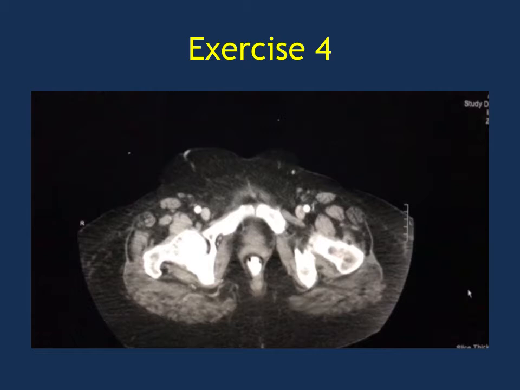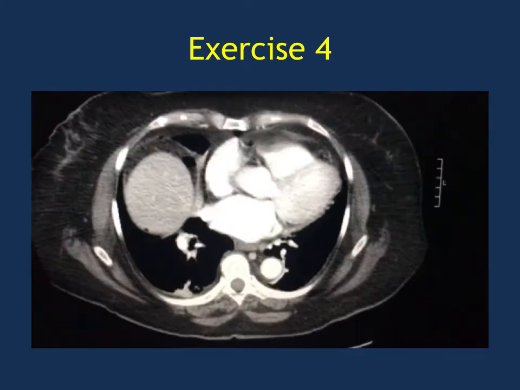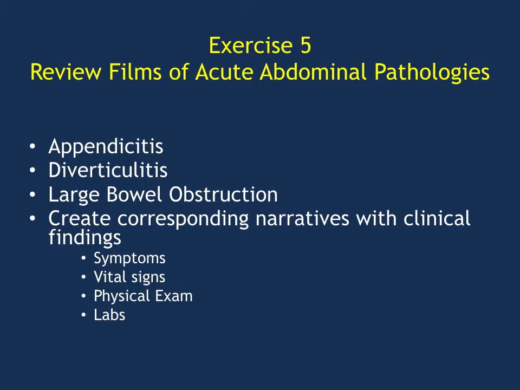elements that we discussed. And so finally, depending on how much time you have and how many other modules you're covering in the same session, it would be good to review films of other acute abdominal pathologies. This can also be done during the course of cases that occur throughout either the rotation or once a year. So pathologies such as appendicitis, diverticulitis, large bowel obstruction, and have them correlate narratives with clinical findings.